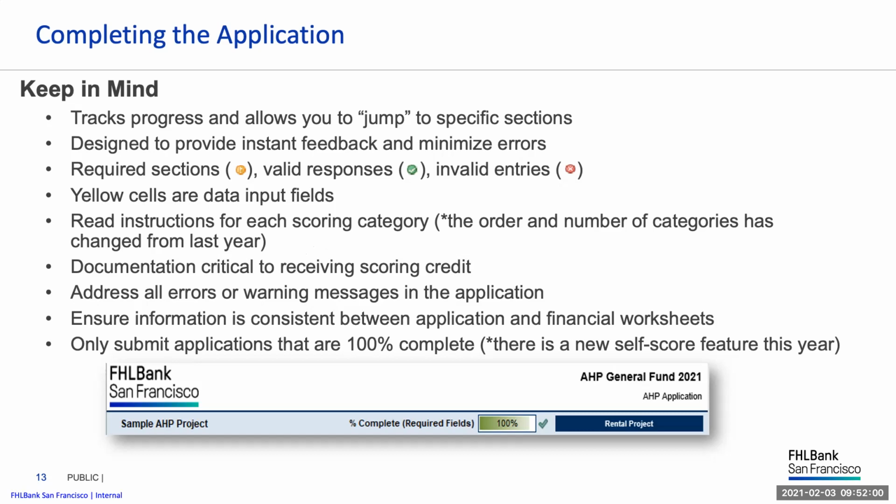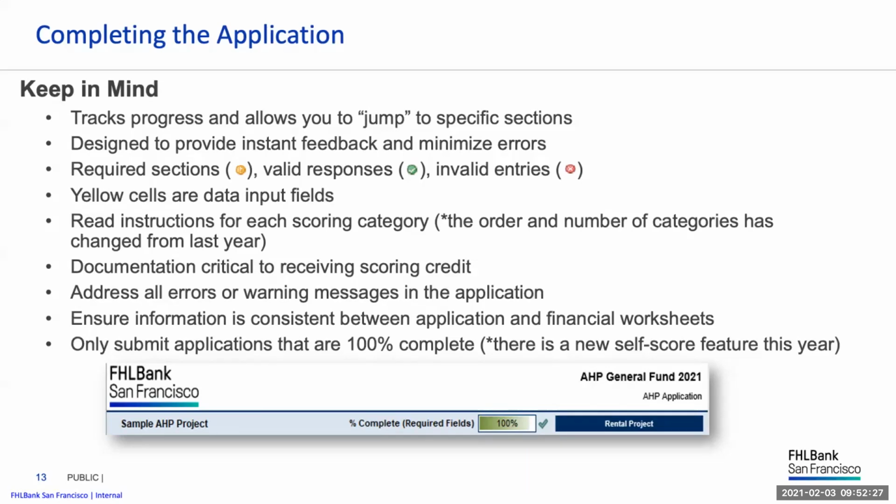Through icons next to each data field, the application form will also tell applicants what information is required and if each section is completed correctly. Make sure to read the instructions for each section and understand the scoring category requirements because there are a number of changes this year, a new scoring category, and the order of the scoring categories are different than in previous years. Please don't forget to reference and upload backup documentation if required for a scoring category.